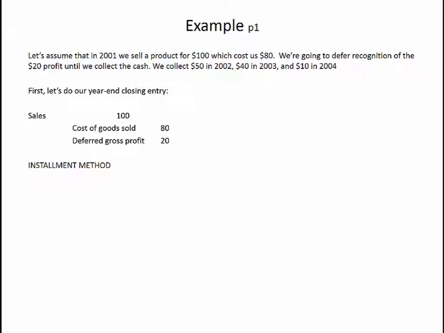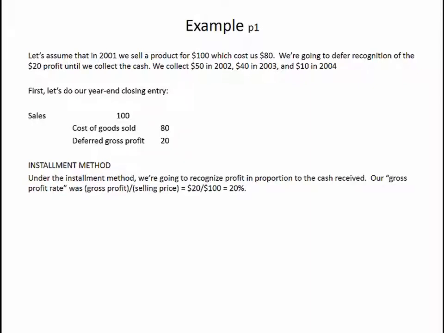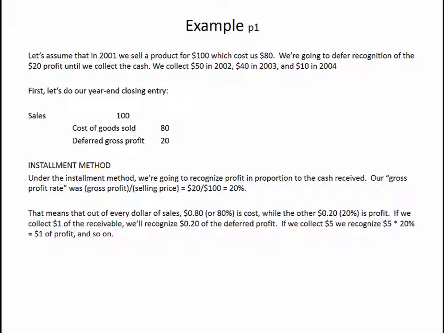Now let's do the installment method first. Again, in this case, we're going to recognize gross profit in proportion to the cash received. One way of doing this is to think of our gross profit rate: our gross profit divided by the selling price, in this case $20 gross profit over $100 selling price, or 20%. So one way to interpret that is to say that of every dollar of sales revenue, 80 cents or 80% is cost, the other 20 cents or 20% is gross profit. That means that if we collect $1 of the sales price, we'll recognize 20 cents of gross profit. If we collect $5, we'll recognize $5 times 20% or $1 of profit, and so on.